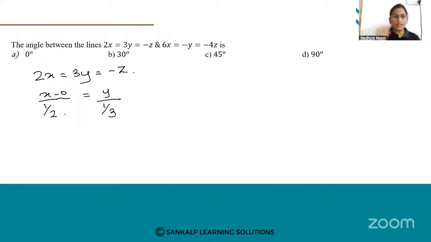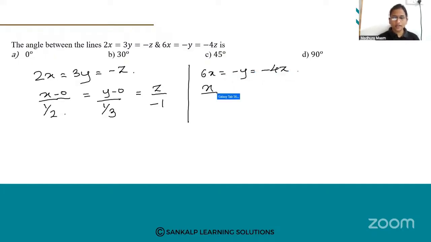In turn, it will give you 3y only. This you can write as again 0. Minus z is there. Coefficient of x, y, z should be 1 everywhere, with a plus sign. So this I can write as z by minus 1, which is nothing but minus z. Correct? Similarly, the second equation is 6x minus y minus 4z.